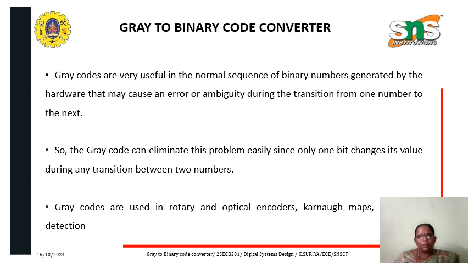Gray codes are very useful because the normal sequence of binary numbers generated by the hardware may cause an error or ambiguity during the transition from one number to the next. The gray code can eliminate this problem easily since only one bit changes its value during any transition between the two numbers. So we will see how to convert a gray code to a binary code.